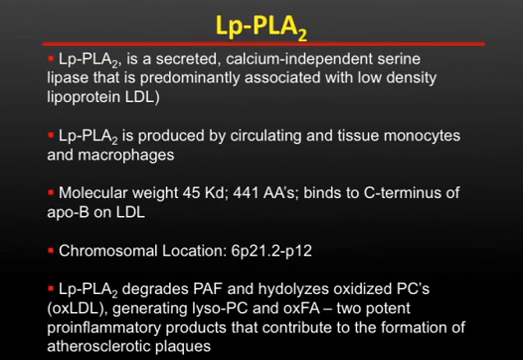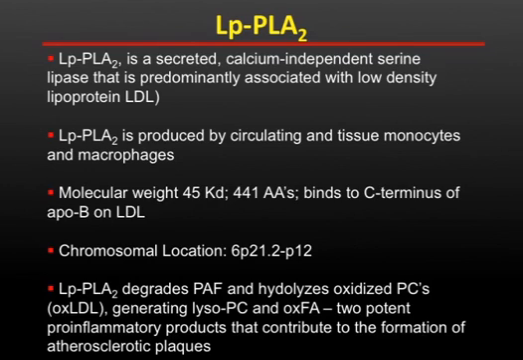So PLA2 is a secreted protein. It is a calcium-independent serine lipase that is predominantly associated with low-density lipoprotein, as much as 80%. PLA2 is produced by circulating and tissue monocytes and macrophages, as pointed out, and its molecular weight is 45 kD and it binds to the C-terminal with ApoB on LDL. Of course, its chromosomal location is also known.